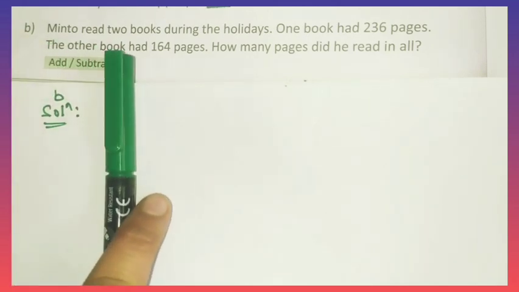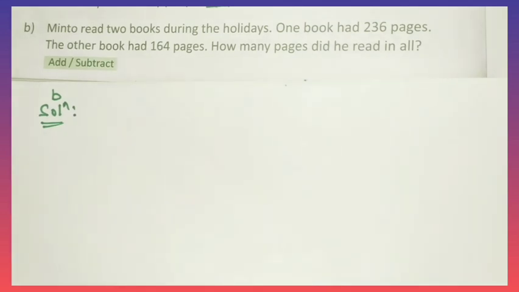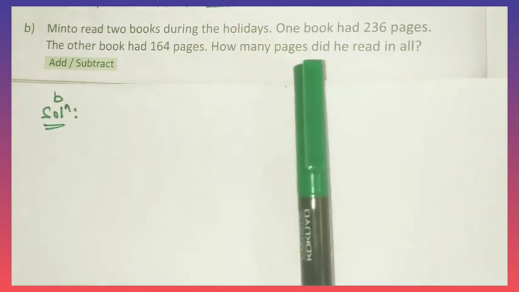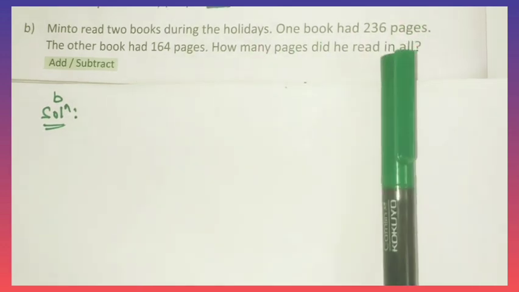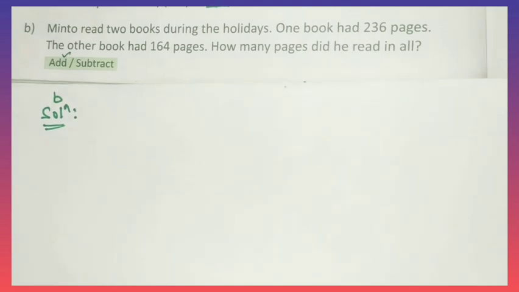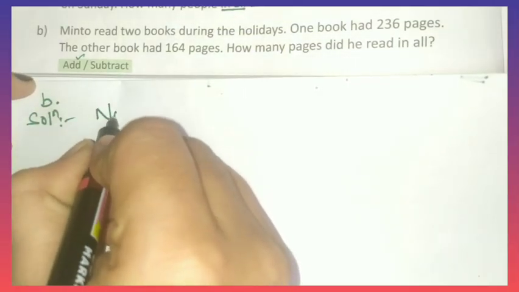Mintu read 2 books during the holidays. One book had 236 pages and other book had 164 pages. How many pages did he read in all? Here in all given means we have to do addition. So add or separate means add.